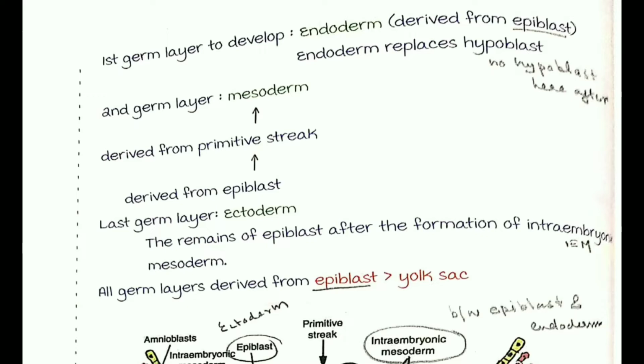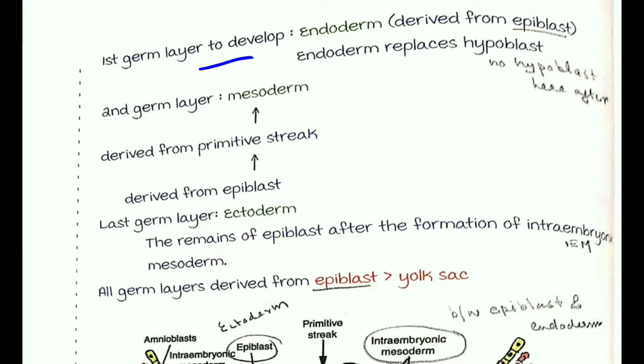Now let's see the gastrulation process, which is the formation of the germ layers. The first germ layer to develop is the endoderm, and this endoderm is derived from the epiblast layer and will replace the hypoblast. After the endoderm forms, no hypoblast is seen, because all of the hypoblast is replaced by the endoderm layer, which is the first germ layer to develop and is derived from the epiblast.